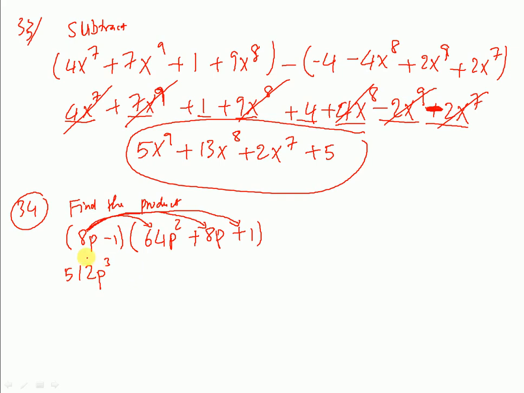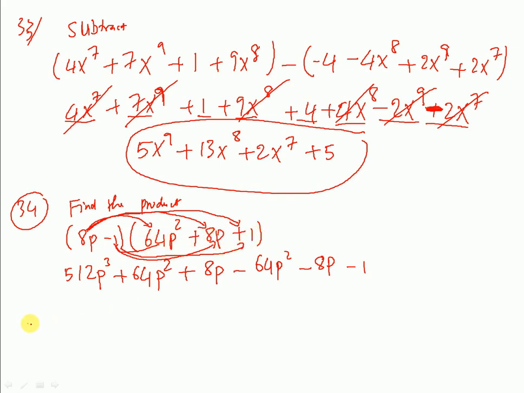And p, here's p to the first power, and you add the 2, that gives me p to the third power. Now 8 times 8 gives me 64. p1 here, you add the two exponents together, that gives me p to the second power. And 8p times 1 or multiply by 1 gives me 8p. Now minus 1 times this gives me minus 64p squared. Minus 1 times plus 8p gives me minus 8p. Minus 1 times plus 1 gives me minus 1. Just do the multiplication of this one to the 3 terms here.